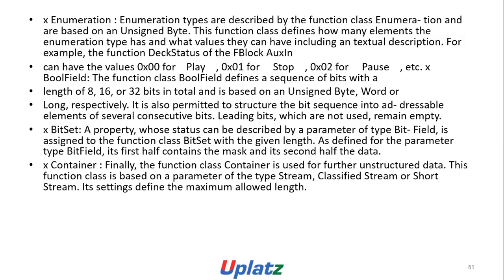Bit set, a property whose status can be described by a parameter type bit field, is assigned to the function class bit set with a given length as defined for parameter type bit field. Its first element contains the mask and its second the data. Container, finally, the function class container is used for further unstructured data.